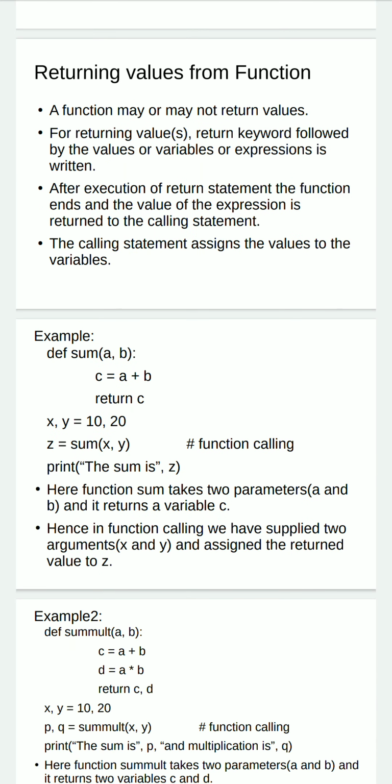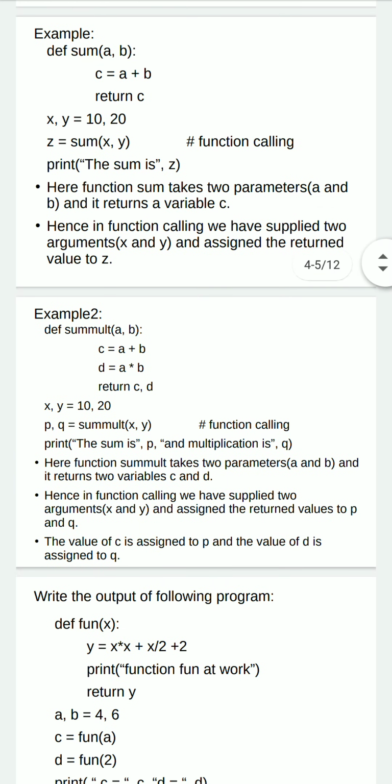For example, def sum(a, b): c = a + b, return c. Here the function name is sum and it is returning a value c. So in the calling statement we have written z = sum(x, y). It means the value returned by the sum function is assigned to the variable z, and this variable is used to use this value afterwards.